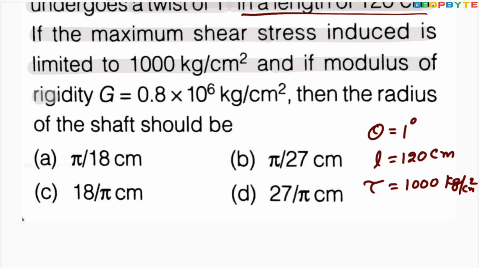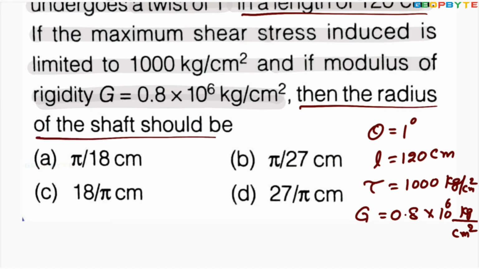And if the modulus of rigidity, meaning shear modulus G, is given as 0.8 into 10 raised to 6 kg per cm square, then the radius of the shaft should be, you are asked to find in centimeters. Option A, pi by 180; option B, pi by 18; option C, pi by 27; option D, 18 by pi centimeters; option E, 27 by pi centimeters.